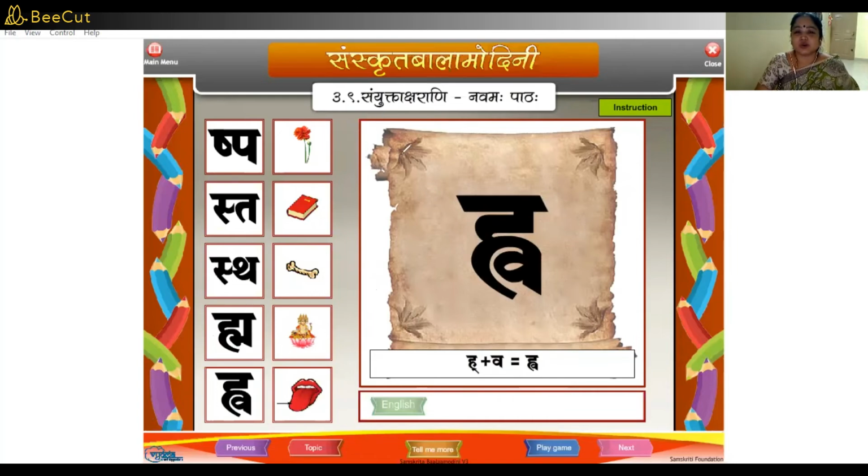Hwa. How to write letters with Ha? Half, then Va, and then from here this. This is Hwa. Ih plus Va, hwa. Jihwa. Very good. Jihwa. Ha with Va, hwa.